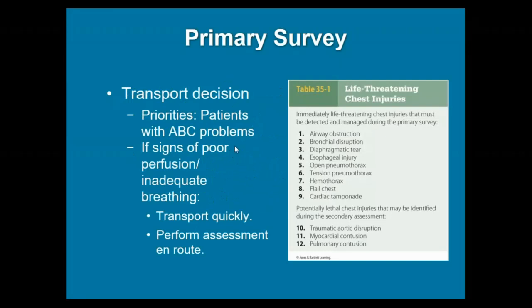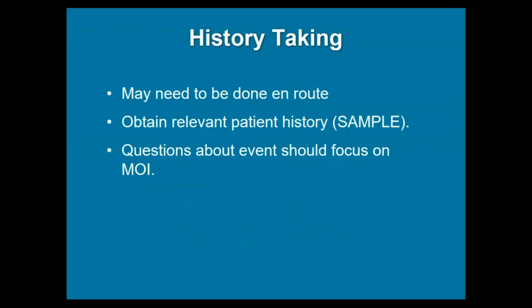Priorities, ABCs. Find them, fix them. Don't move on till they're fixed. All right. Any sign of poor perfusion or inadequate breathing. This is an emergent transport, and we're getting on the road to deal with this. Life-threatening chest injuries. You have a laundry list over there. Airway obstruction. You can read them. I don't need to read all those to you. We're going to go through them anyway. So we're going to blast on past that.